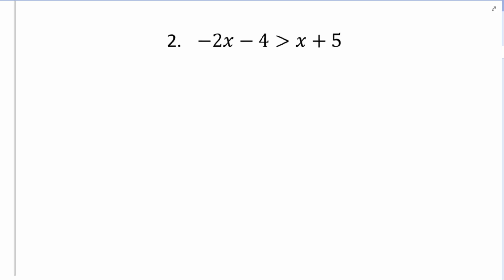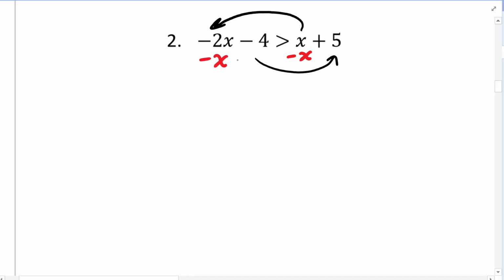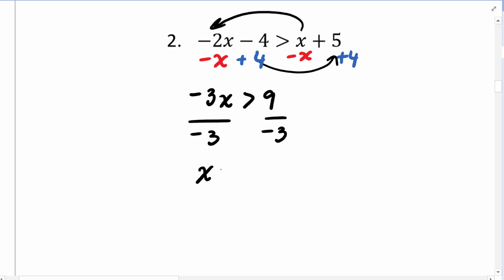Let's solve problem 2. Negative 2x minus 4 greater than x plus 5. So I'm going to move the x on this side, and I'm going to move the negative 4 on this side. So to do that, we will subtract x from both sides, and we will add 4 to both sides. So we get negative 2x minus x is negative 3x, negative 4 plus 4 is 0, greater than negative x plus x is 0, and 5 plus 4 is 9. We divide by negative 3 on both sides, and we get x less than negative 3.